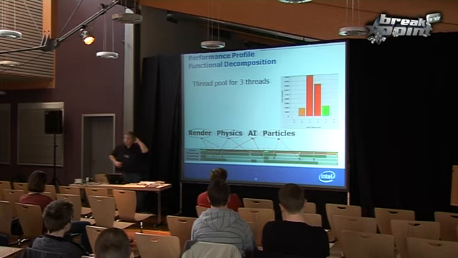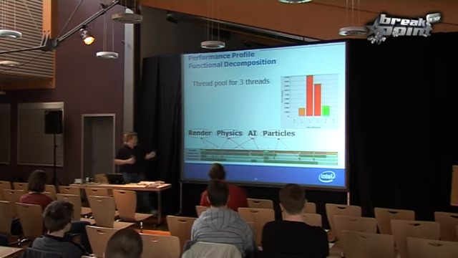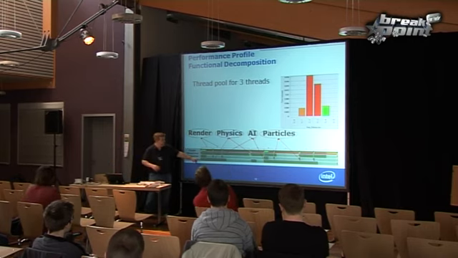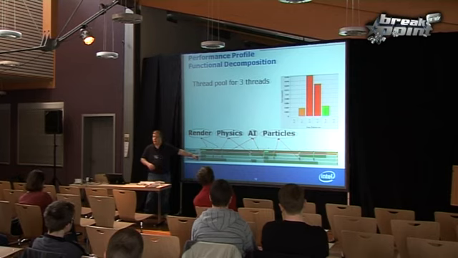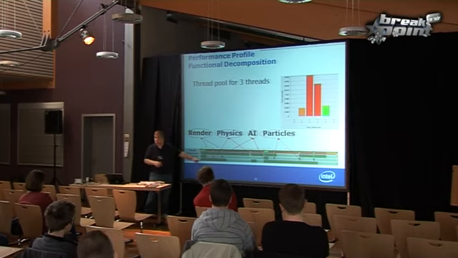So what's happening here is I don't have a good load balance, right? The physics thread is down here, the AI thread is here, and the particle thread is here, right? So obviously the particle thread isn't taking up a lot of CPU time, while the physics thread takes up more and the AI takes up even more.